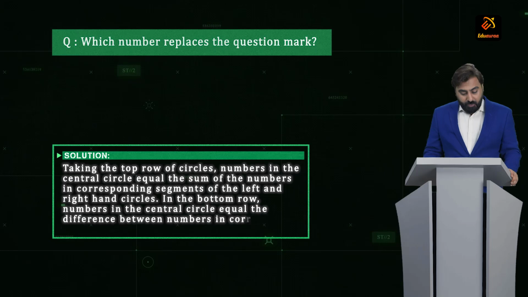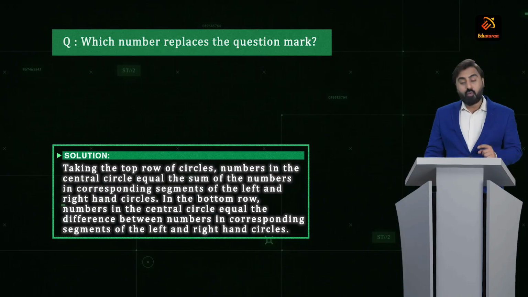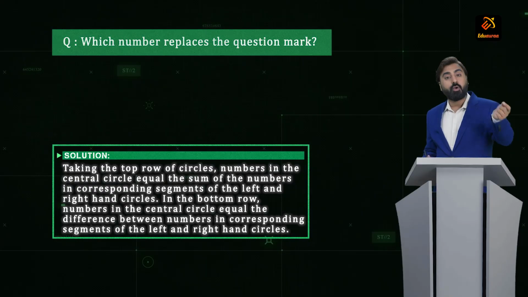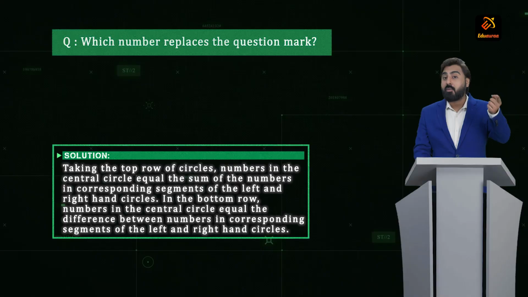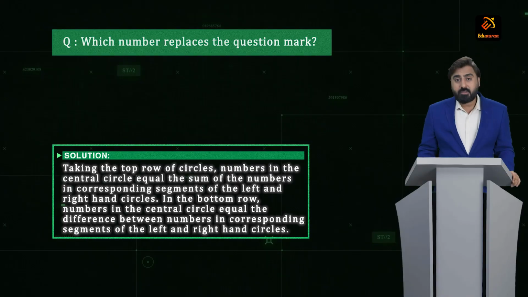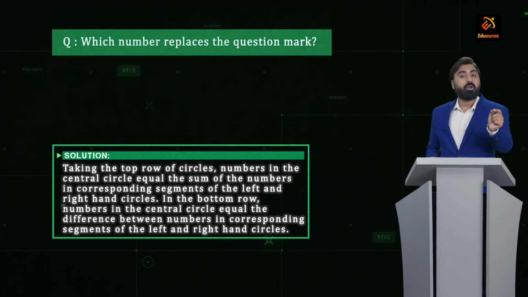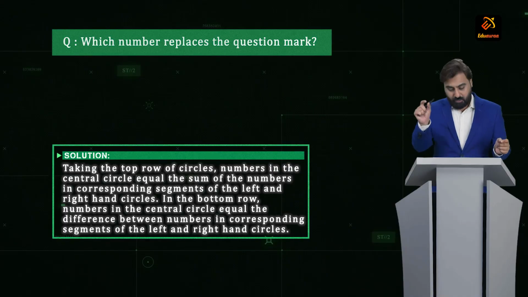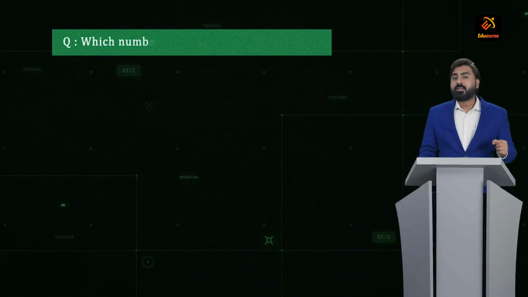So what is the logic applied here, students? The logic applied here is, taking the top row circles, the number in the central circle is equal to what? The sum of the numbers in the corresponding segments of the left and right hand circles. And in the bottom row, the number in the central circle is equal to the difference between the numbers in the corresponding segments of the left and right hand circles. And this is how we find our missing number, which is none other than 7. Moving on to the next question, students. The next question is, which number replaces the question mark?